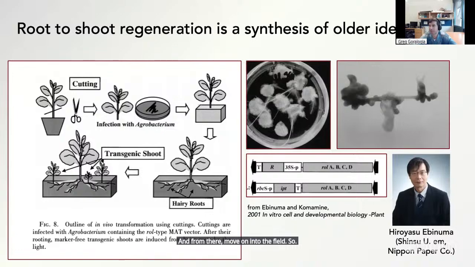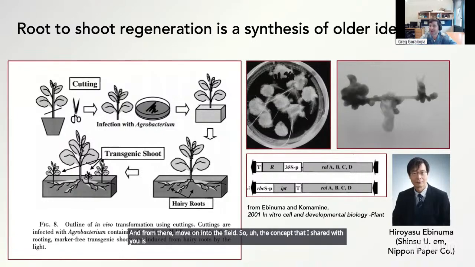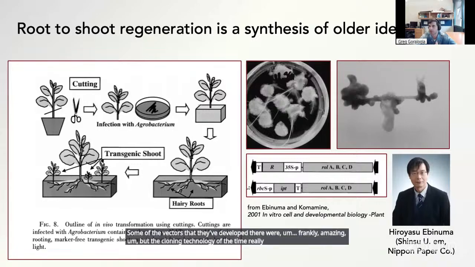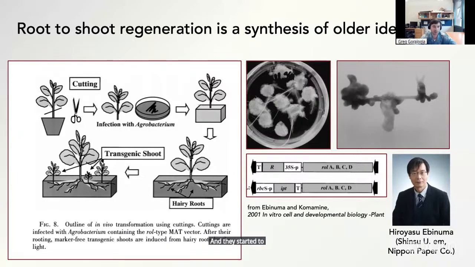So the concept that I shared with you is not just my own idea. Hirayasu Ebenuma, then at Nippon Paper Company, had shared some of these ideas in the late 90s and early 2000s. Some of the vectors that they developed there were frankly amazing, but the cloning technology of the time really inhibited their general use. And they started to assay whether these transformation strategies could work.